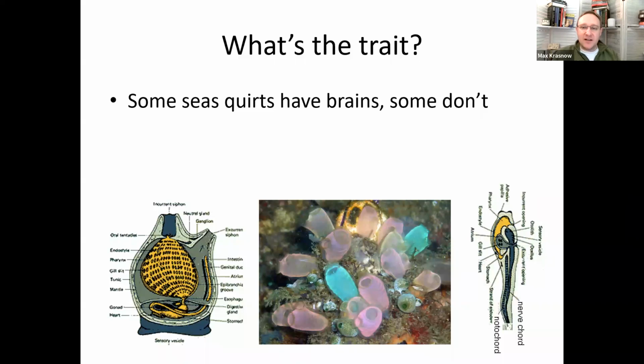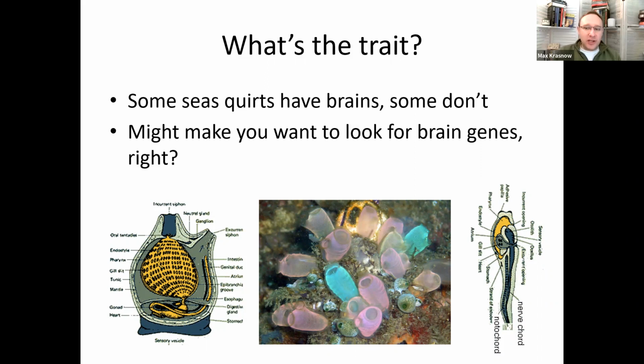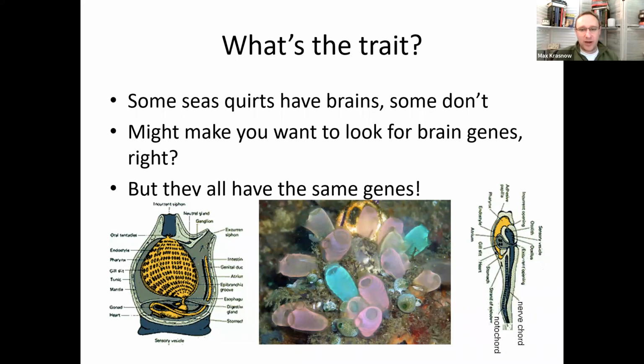If you wanted to try to understand how this happened, you might go looking for brain genes, right? Genes that the brain havers have that the brain not havers don't have. That seems like it would be an intuitive way to go about it, right? If you have a brain, you should have genes for a brain. And if you don't have a brain, you may not have genes for that brain. The problem is that all of these creatures have the same genes. It turns out that young sea squirts have brains, while by the time they get to be adults, they don't.